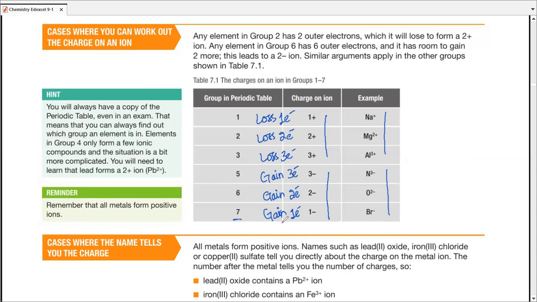That's what this means. But still, we need practice. So we're going to go for a practice right away. These are some examples, so I'm going to go with these examples.